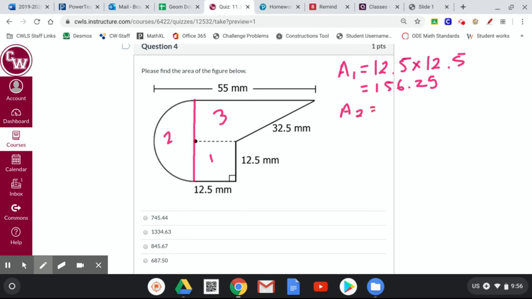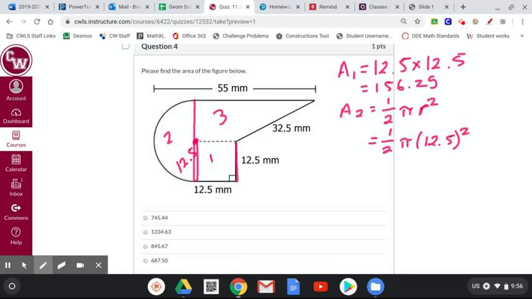Area 2 is going to be the semicircle. So if you think about this, a full circle is just pi r squared, but we only want half of that. So we're going to take half of pi r squared. Okay. So when we do that, here we have to find the radius. Well, if you look, we're going to find the radius from that side of the square because that goes from that center point to the outside. All right. So that length is just 12.5. So that's going to be our radius. So it's going to be 1/2 pi times 12.5 squared.